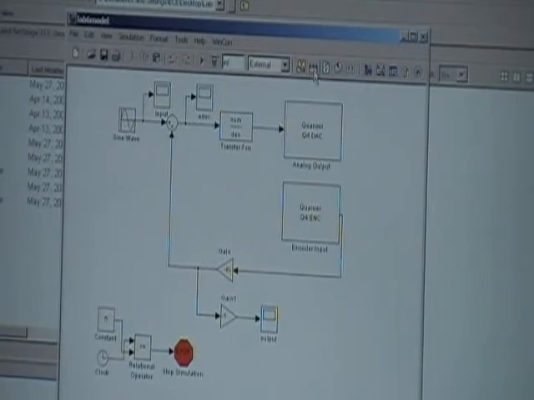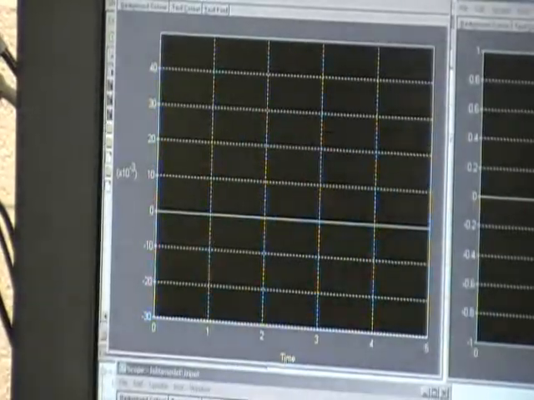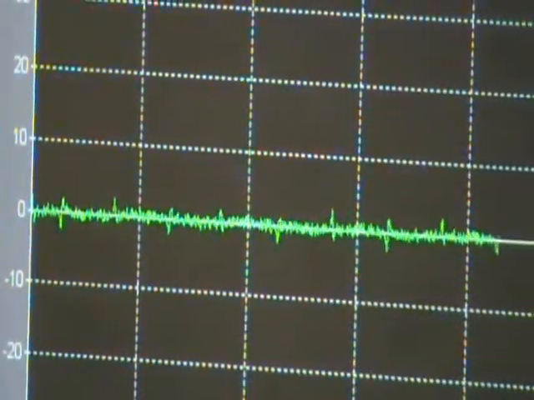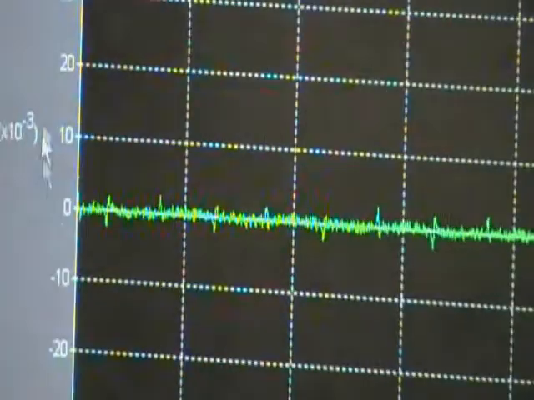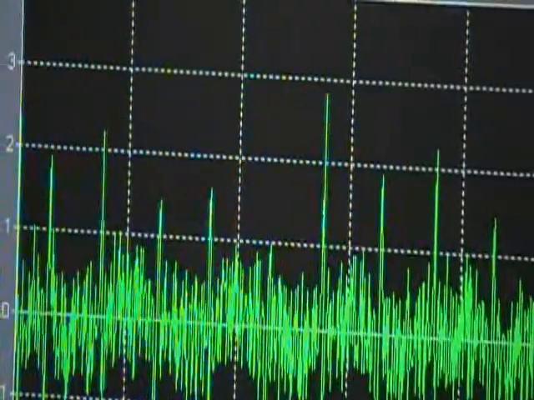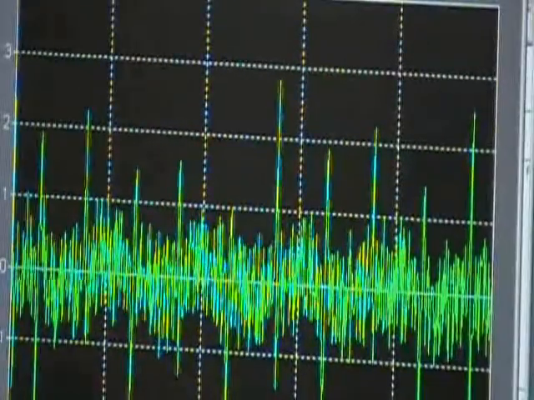Build diagram again. And wait, see, the output is almost the same. Yeah, the input, I mean, and the error is really small. The error is like a peak of like 2 into 10 to the minus 3. This is really good. So as you can see, you need an internal model controller.